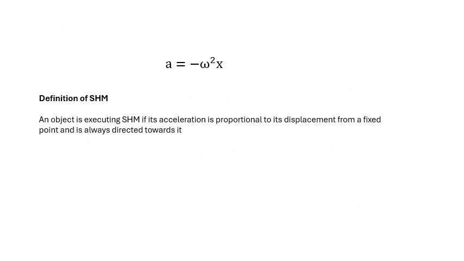And so we get to our definition. This is our definition of SHM, which you should learn. An object is executing SHM if its acceleration is proportional to its displacement from a fixed point and is always directed towards it. In other words, acceleration and displacement are proportional to each other, but in opposite directions, which is the negative sign.